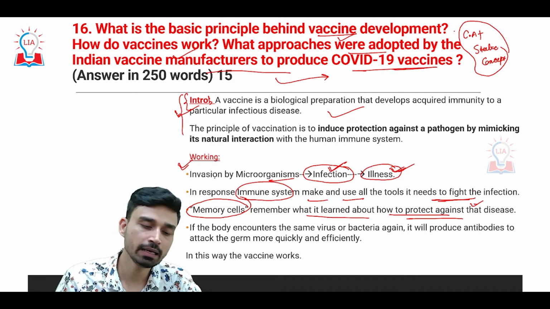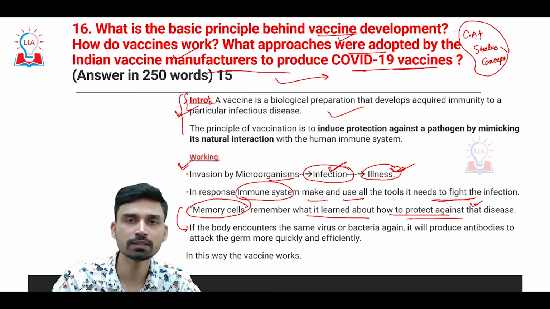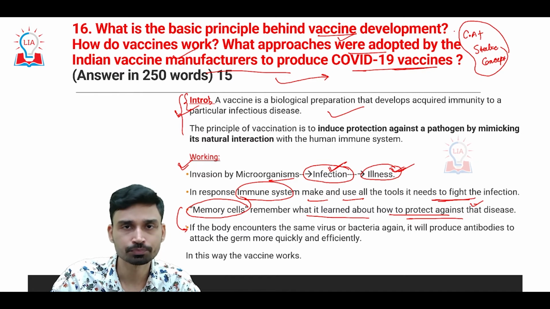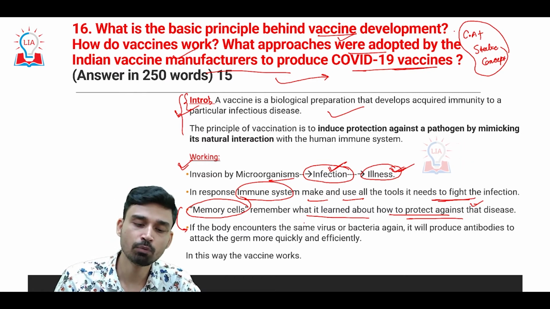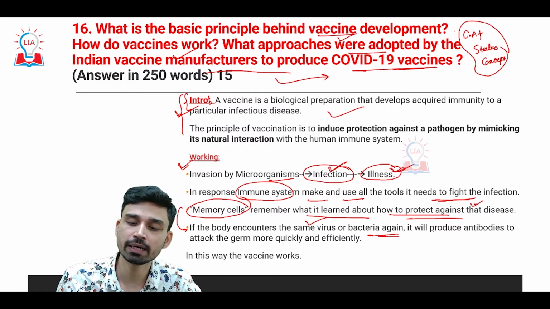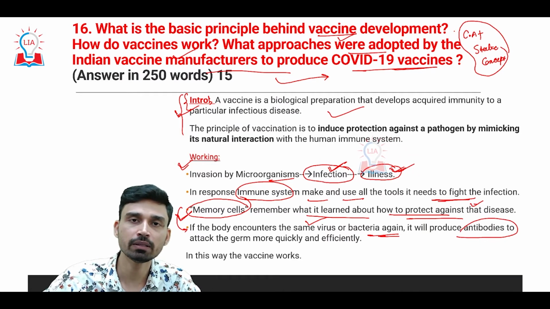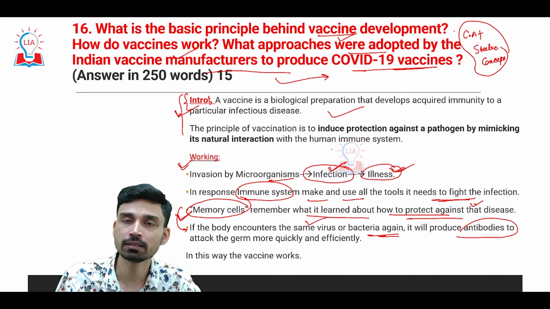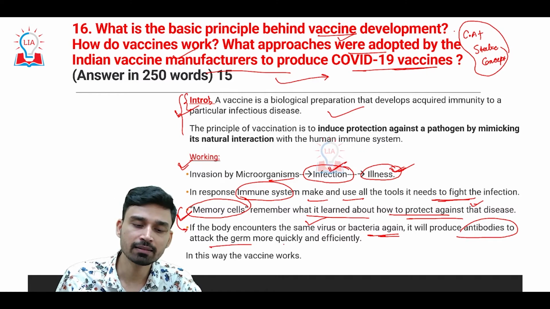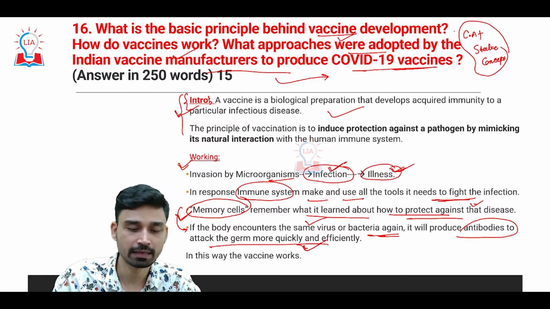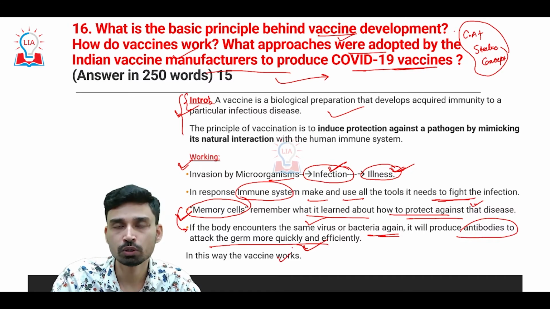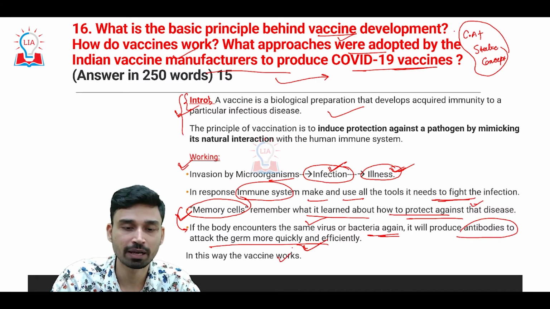And once again, if after a few years or a few months the same disease occurs, the body can encounter the same virus or bacteria again, and it will produce the antibodies with the help of its memory cells, by remembering which antibodies can help fight the body better and attack the germ more quickly and efficiently the second time. So this is the whole mechanism, the concept on the basis of which vaccines work.